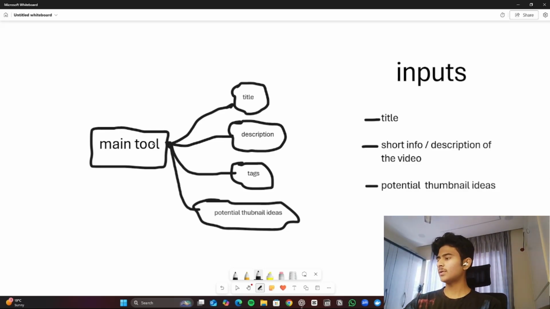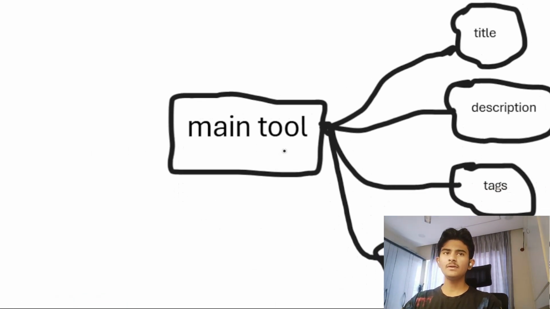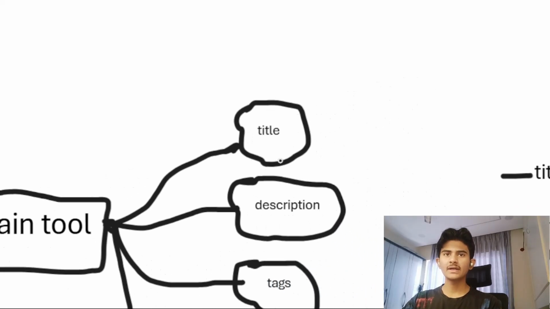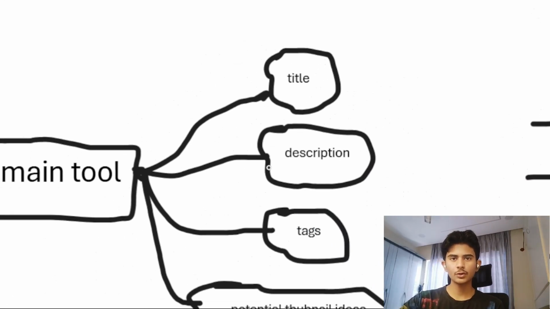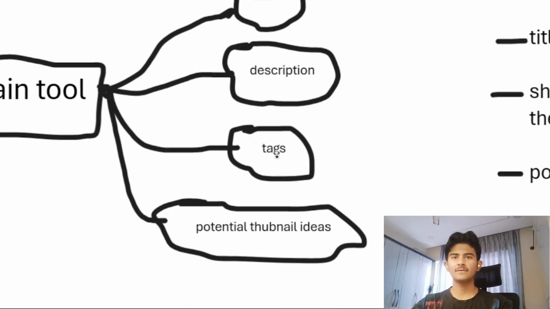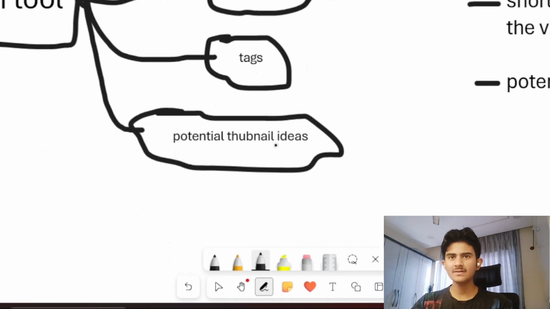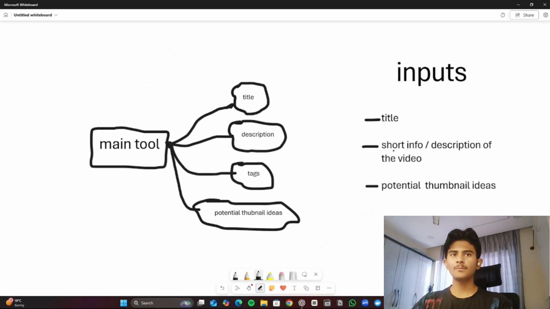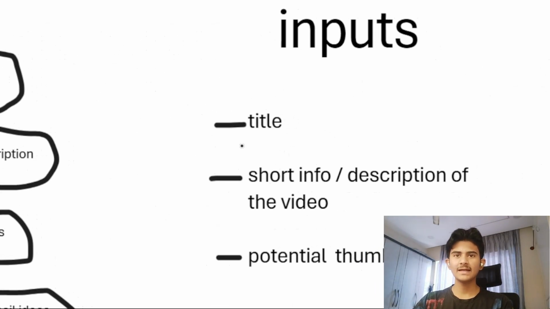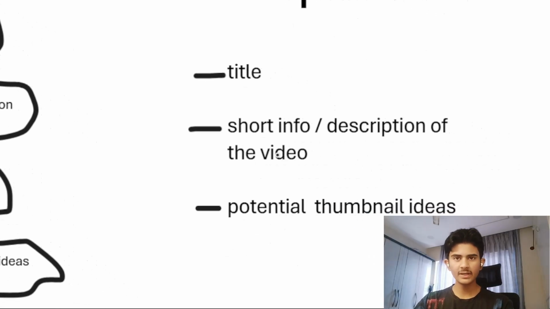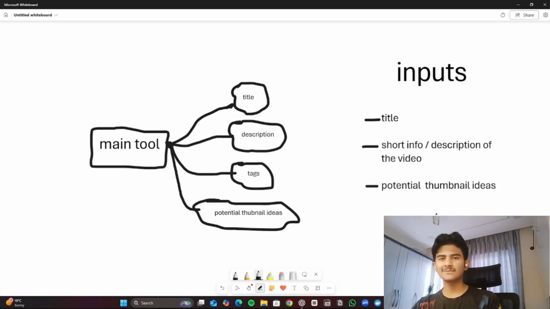So now as you can see my screen, this is what we are talking about. First of all, this is going to be our main tool, and these are the things which we are going to get as output. That is title, the description which we are going to put in our video, the tags which are necessary, the potential thumbnail ideas, and these are the inputs which we have to give the application. First is title, second is short info about the whole video, and third is potential thumbnail ideas, or we can say some sketches of the whole thumbnail which you make on paper or you just make on Canva, something like that. Okay, so let's start with a project.